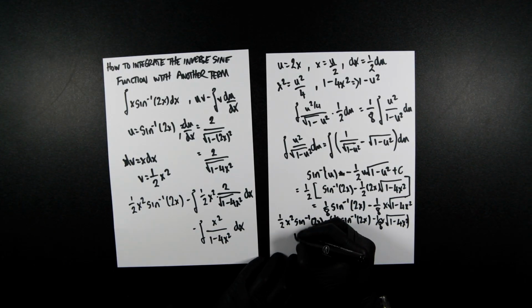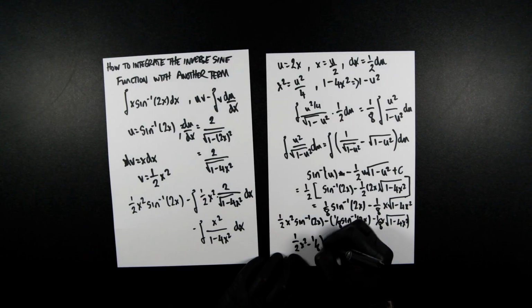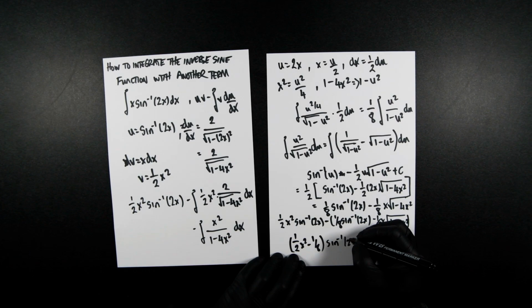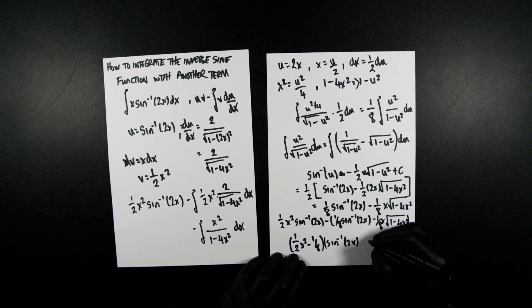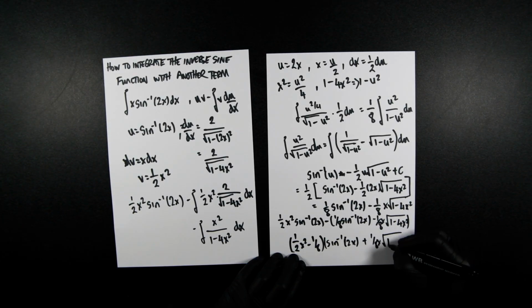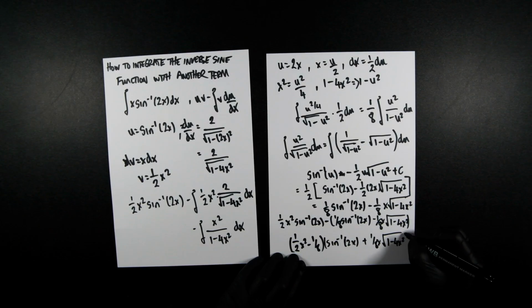And you could, for good measure, simplify this a little bit. You can pull out a half x squared minus an eighth, and then you have sine^-1 of 2x, sorry, that's a bracket, plus an eighth x all square rooted to 1 minus 4x squared, and then of course don't forget the plus c.